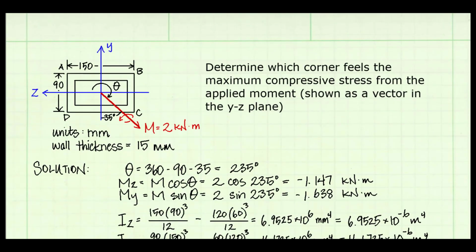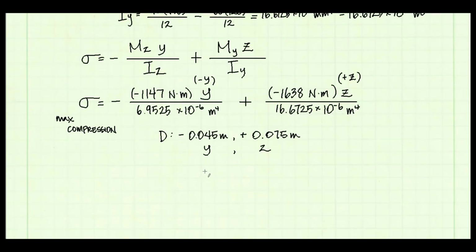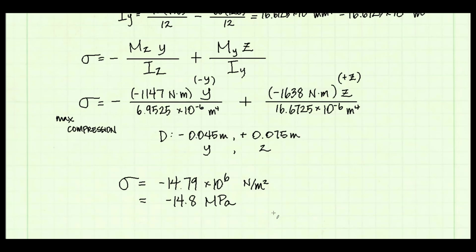We can see from our cross-section that that would be corner D. It is in the negative y direction and positive z direction. So the answer to our problem is it is corner D. If I want to compute the maximum compression stress, I will plug in y and z coordinates into the equation. When I do, I find that sigma is negative 14.8 megapascals, and the problem is done.